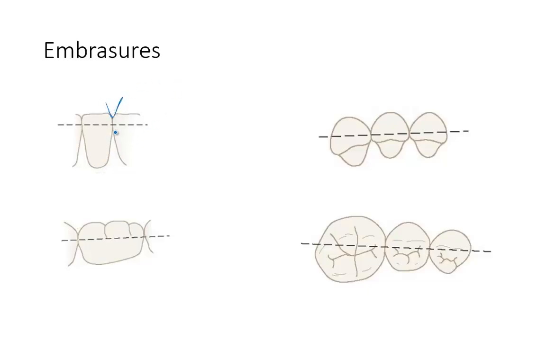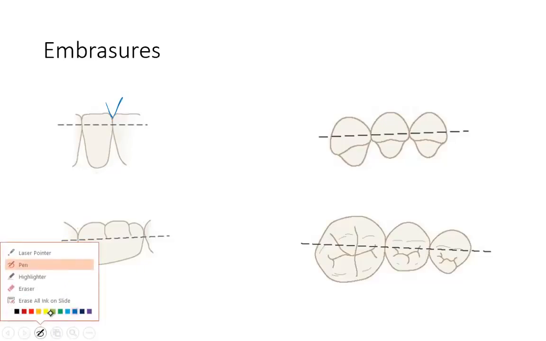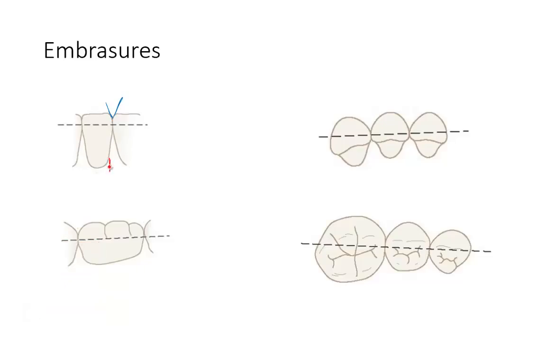And here we have a cervical or gingival embrasure. But you don't typically talk about that one as much because if you remember, normally you have your interdental papilla right here. So unless you have a lot of gum recession, you're not going to see your gingival or cervical embrasure as much.